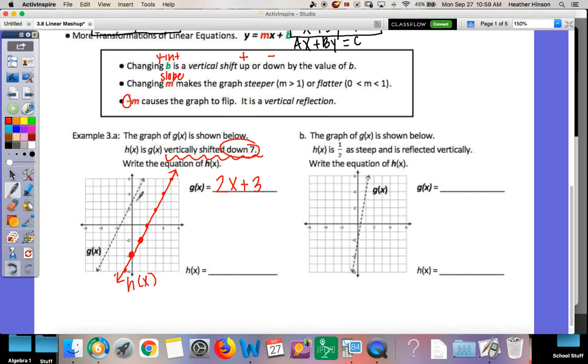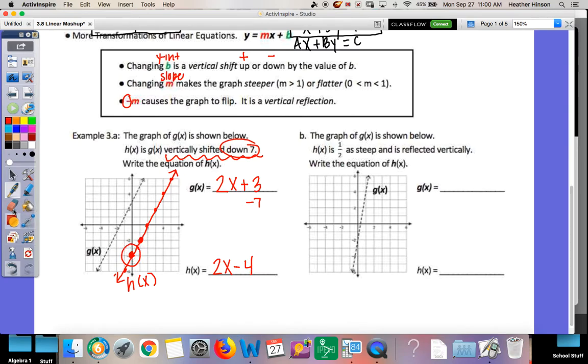All you're doing is moving your y-intercept down 7 spots. So my slope didn't change. It's still 2x. But my new y-intercept, it subtracted 7 because it went down 7. So 3 minus 7 should be negative 4. And that is exactly what we graphed here.